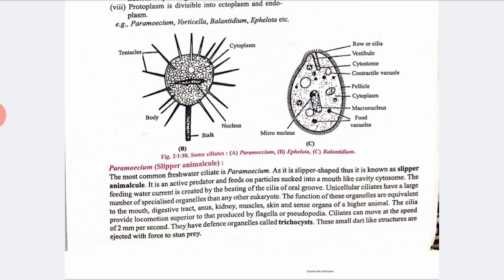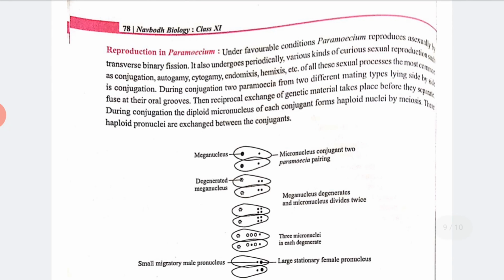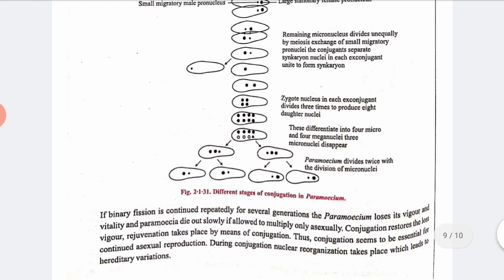Now, let us talk about reproduction in Paramecium. So, under favorable conditions, Paramecium reproduces asexually by transverse binary fission. It also periodically undergoes various kinds of sexual reproduction, such as conjugation, autogamy, cytogamy. So, in this way, many types. Okay, you can see also here. These are the different stages of conjugation of Paramecium.